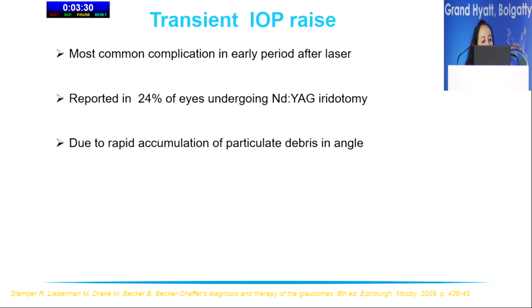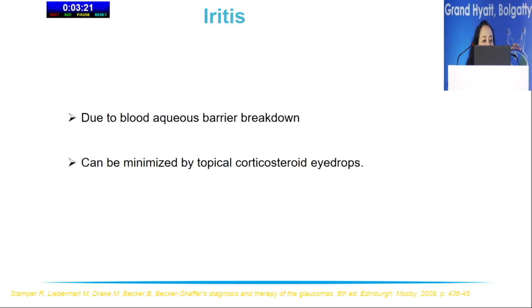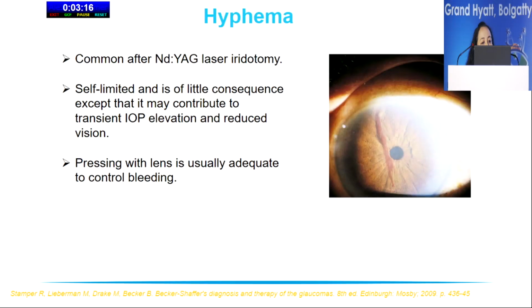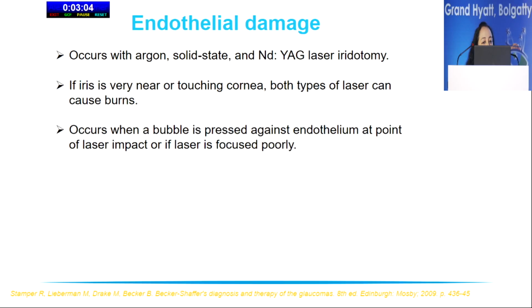So this transient IOP rise, of course, we treat by giving glaucoma medications. Depending on the amount of glaucoma, we may need to give oral acetazolamide as well. Then iritis can be minimized by corticosteroid drops. Hyphema is usually self-limiting, and when we see any bleeding during the procedure, we should press the lens on the eye so that this will reduce the bleeding. Endothelial damage used to occur a lot earlier when argon was used. Now it is reduced, but it can happen in cases where the AC is very shallow.